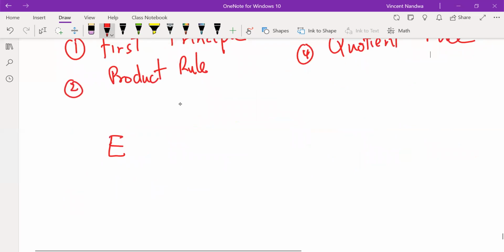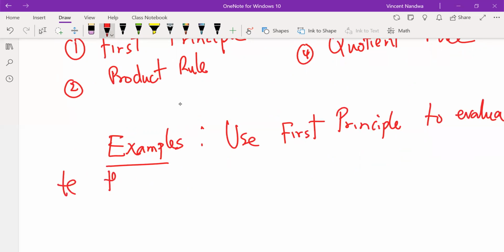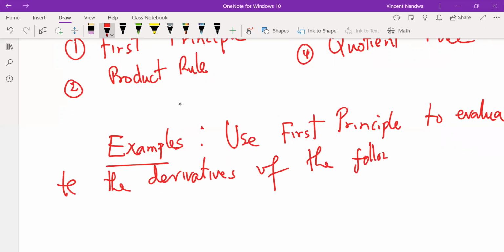So examples. Use first principle to evaluate the derivatives of the following. So A, w equals f of z given by z squared.